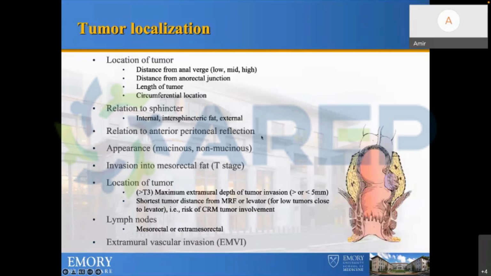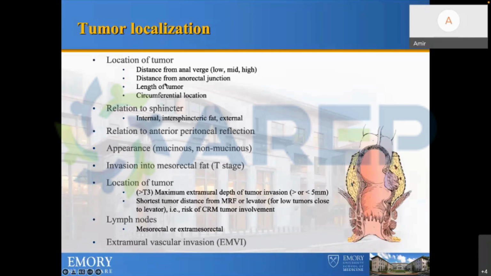Okay, so once we know the anatomy, once we know what sequences we're going to use, we're going to localize the tumor. As I said, we're on a sagittal plane. We are going to find the tumor, and we're just going to measure the distance of the lower border of the tumor from the anal verge. And based on where it's located, if it's between 0 to 5 centimeters, we call it a low rectal tumor. If it's 5 to 10, it's mid rectal, and 10 to 15 would be a high rectal tumor.